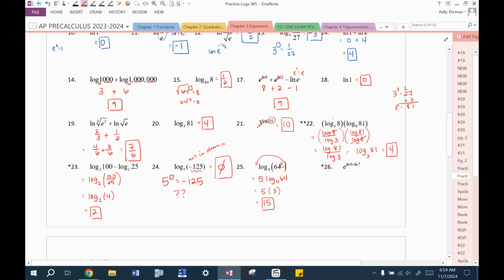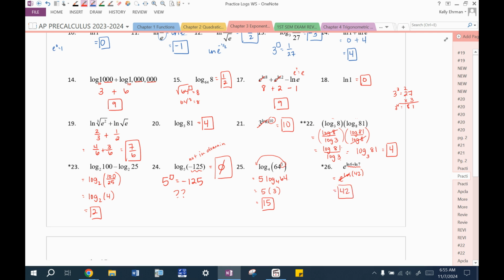Okay, now be careful on number 26. The star is here again. And what did the star mean? Condense first. And I'll show you why in a minute. So condense in here first. This is e to the natural log of 6 times 7 is 42. Now you can cancel out and get 42.